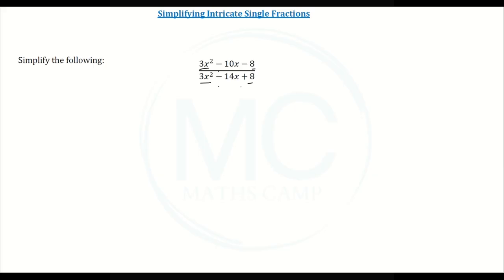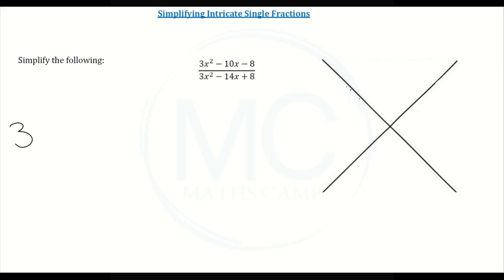These are both quadratics, so let's start by putting in our x. Let's start by factorizing the numerator. The coefficient of the squared term is 3, and we have a constant of negative 8. So we say 3 multiplied by negative 8, and we get negative 24. Let's put negative 24 up here. The coefficient of our x term is negative 10, so we put negative 10 down here.